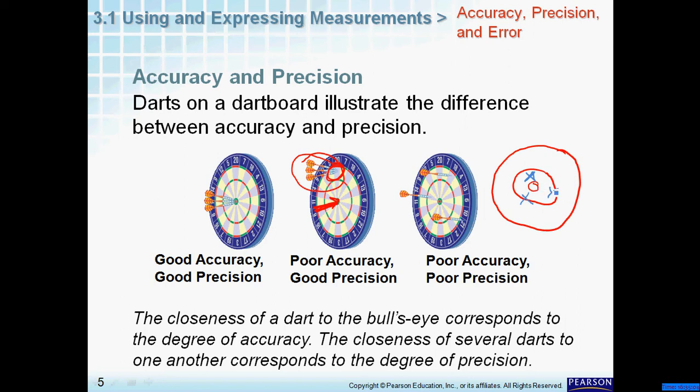So now I have okay accuracy. All of my marks are close to the bullseye. They don't necessarily have to be perfect on the bullseye, but they're all kind of close to the bullseye. So my accuracy is okay. My precision sucks though, because none of them are close to each other. So I have bad precision.